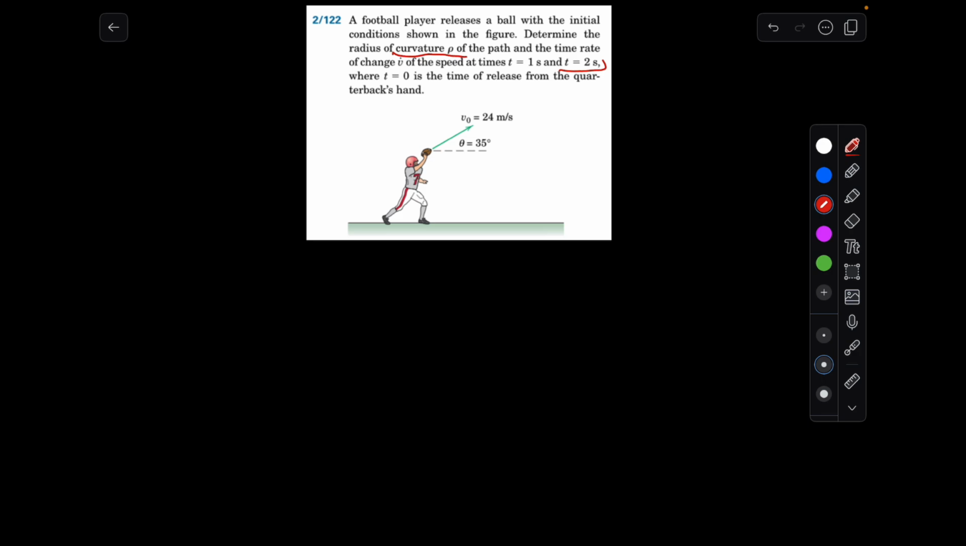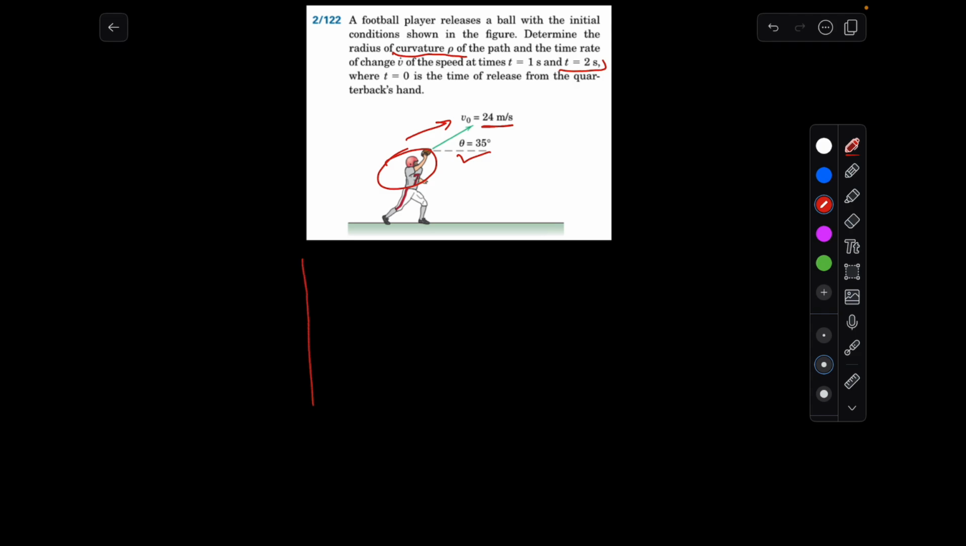Okay, so in this problem you can see that this is a simple problem from projectile motion. This player is throwing a ball with the initial speed 24 meters per second, and the angle of launch is given to us, that is 35 degrees. Okay, so let's try to solve this problem.